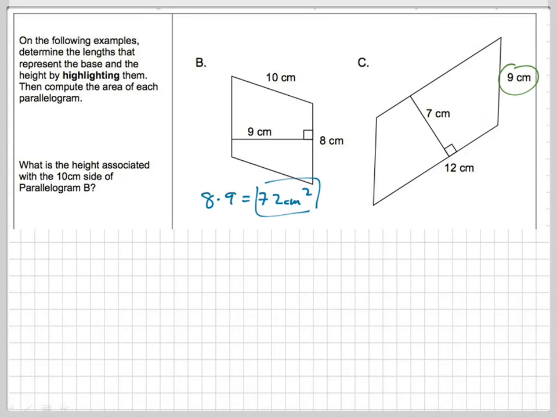Okay, what's the base for the next one? Is it going to be the 9 or is it going to be the 12? Yeah, it's the 12. So the area for this one is 12 times what? 7. You see how there are decoy numbers there? We don't need those to find the areas. And this is 84 centimeters squared.